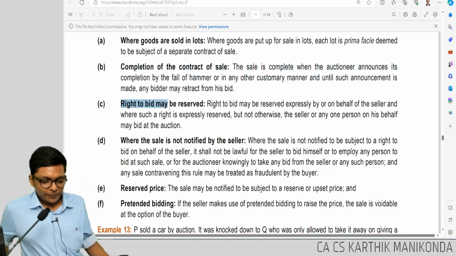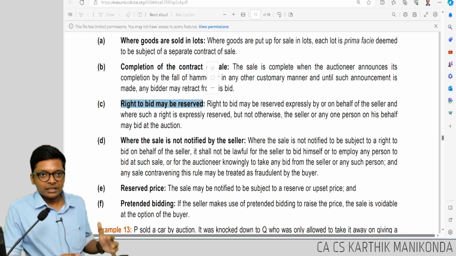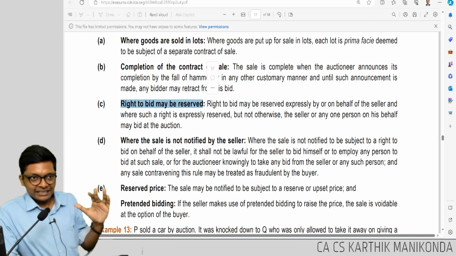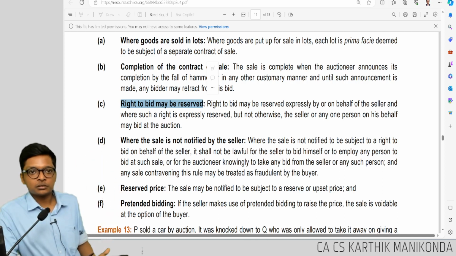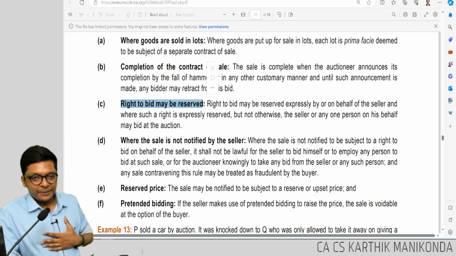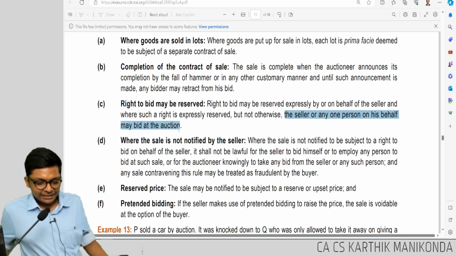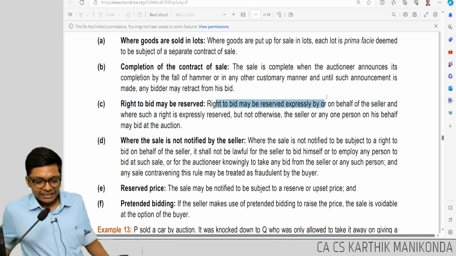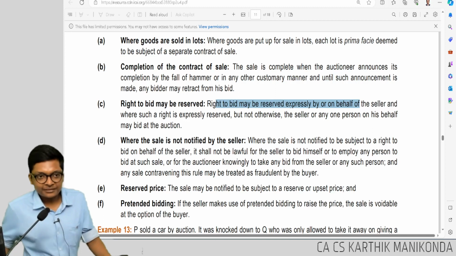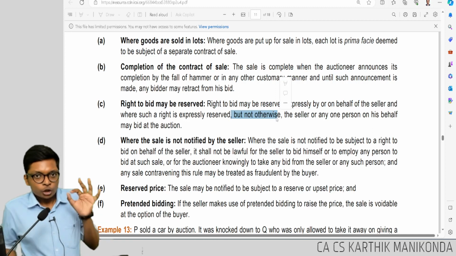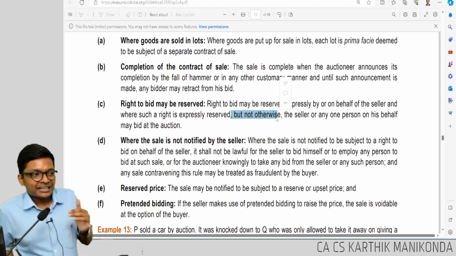Next, right to bid may be reserved. I want to sell this, let's say a pen or water bottle. Can I come and bid for buying my own goods? No. So right to bid may be reserved means the seller or any person on his behalf may bid at the auction, but only where such right is expressly reserved, but not otherwise. That means you cannot bid unless you get the consent.